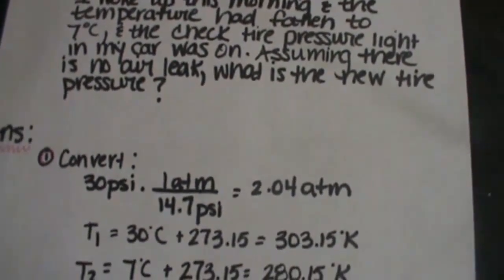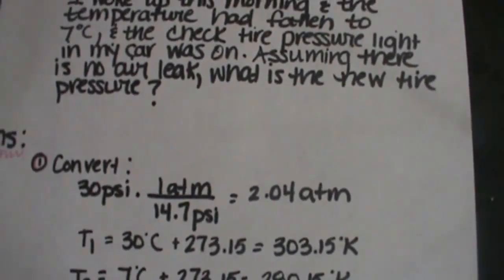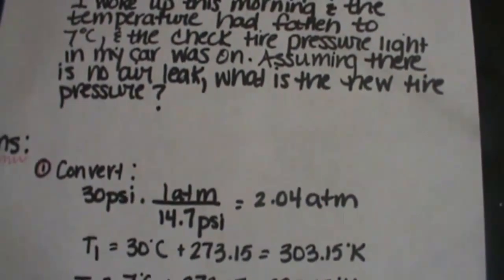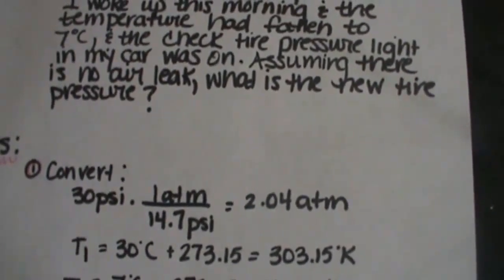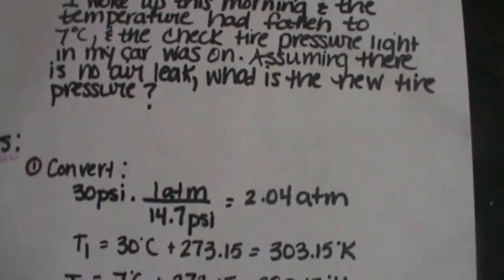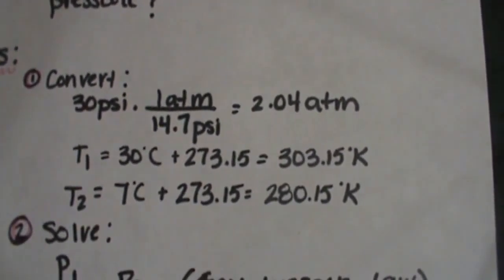So, to start out, I know that I need to convert the 30 psi to ATM units. So 1 ATM is equivalent to 14.7 psi, so that gives me 2.04 ATM. Then I'm going to convert my Celsius temperatures to Kelvin.